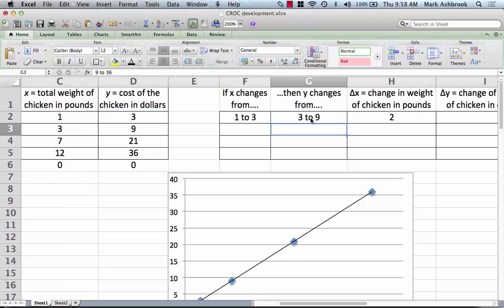Is anybody paying attention to the mistakes that are coming up on the screen? Okay. If I make mistakes, please tell me before we dig a hole for ourselves. I'm going to make some mistakes. Don't hesitate to say, hey, I don't think that's right. Okay. And we'll hammer it out. All right. So then, what's the change in y, or what's the change in cost? 6.